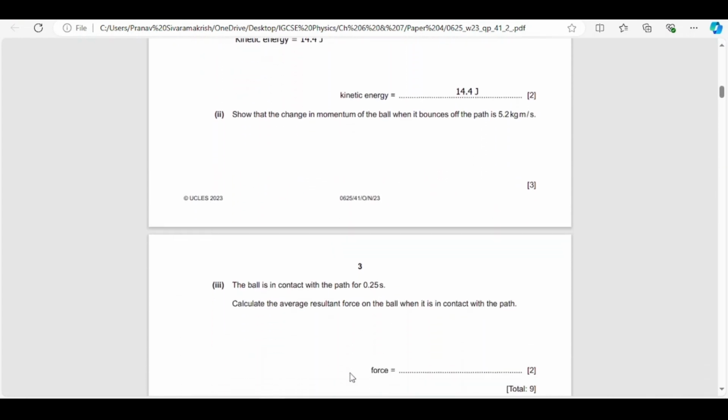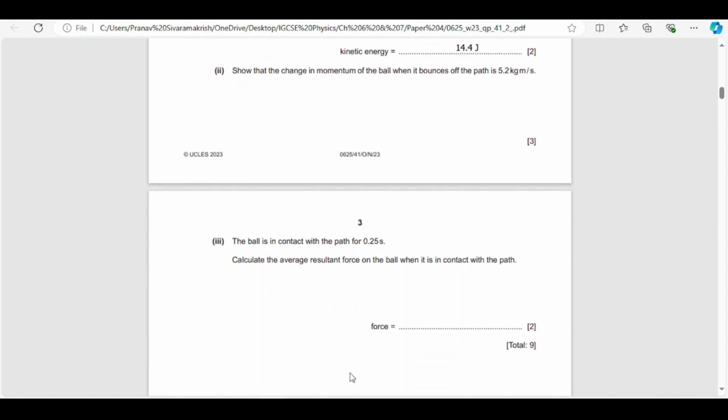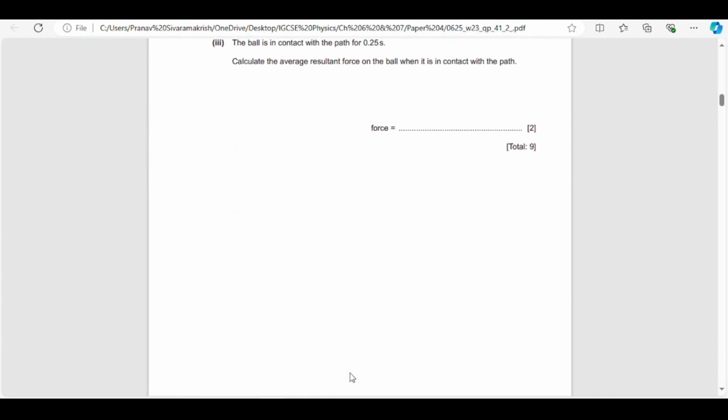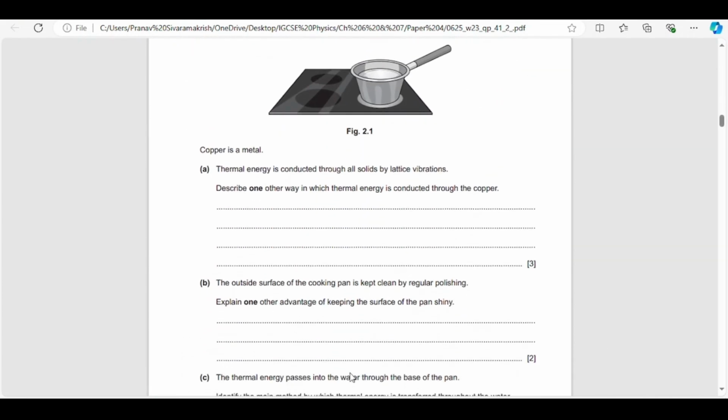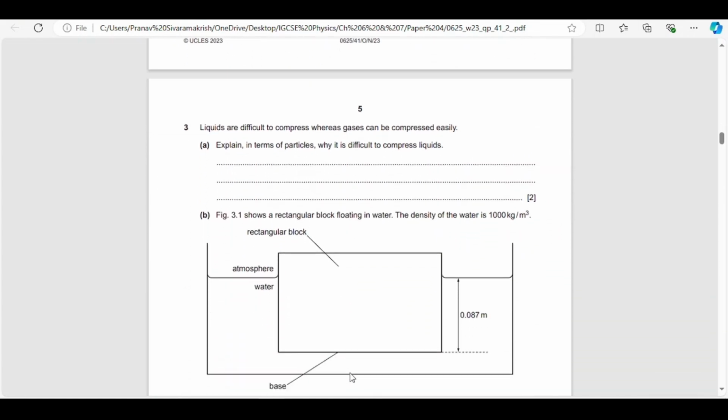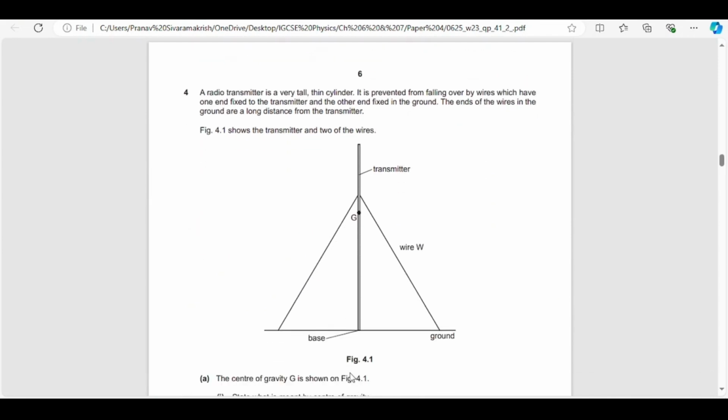The question of momentum, which we've covered the concepts of and the questions around in a different set of videos, so I'll not be exploring that here. Let me see if there are any other questions around energy stores, transfers, and sources in this paper.